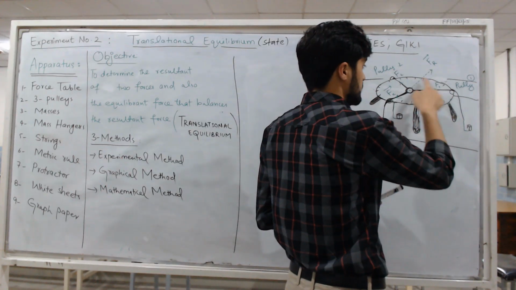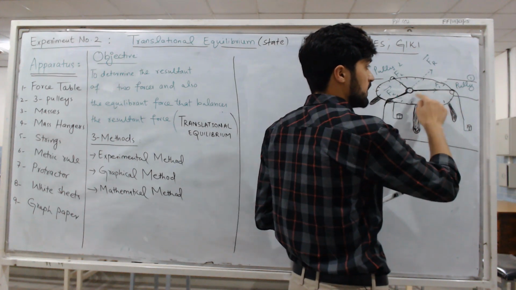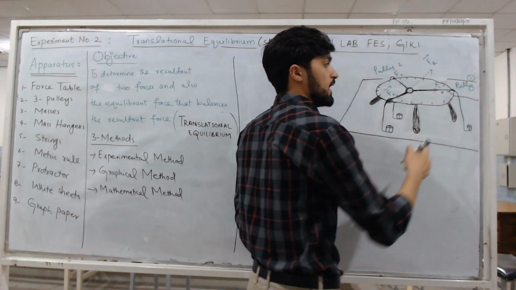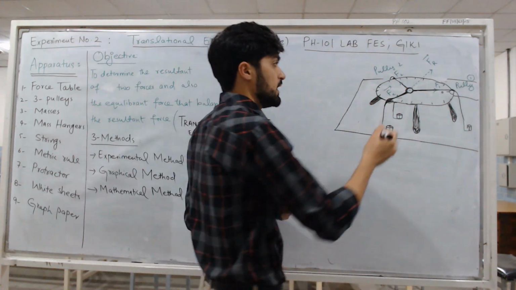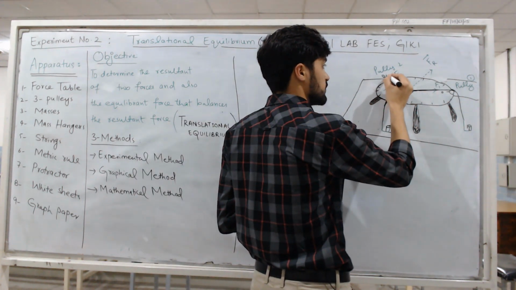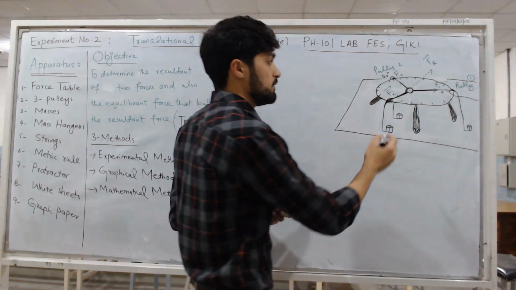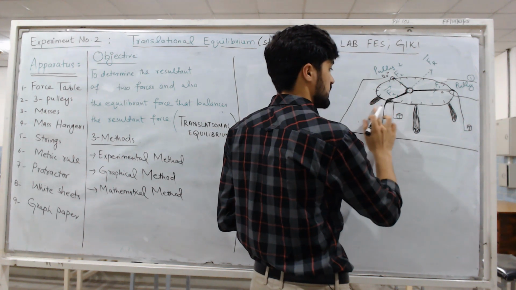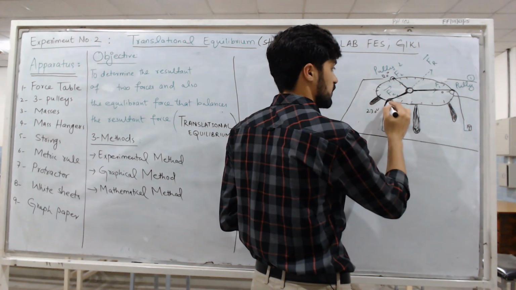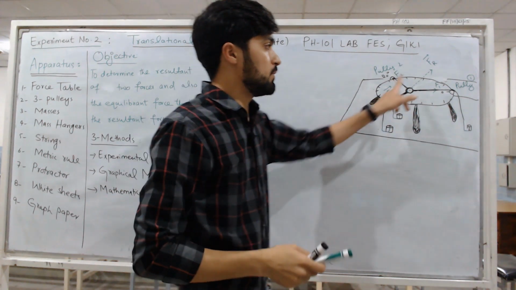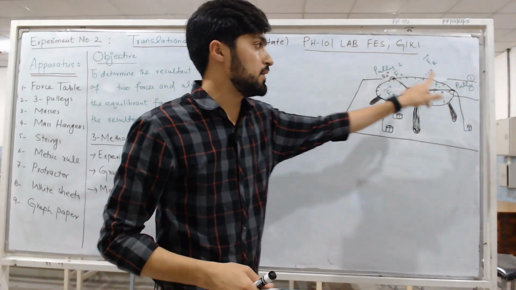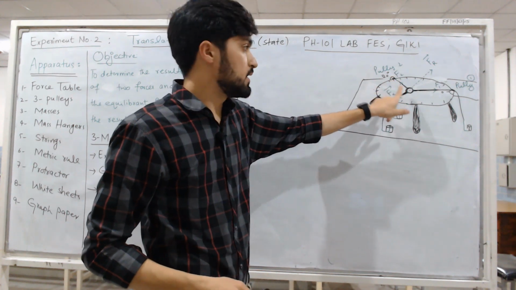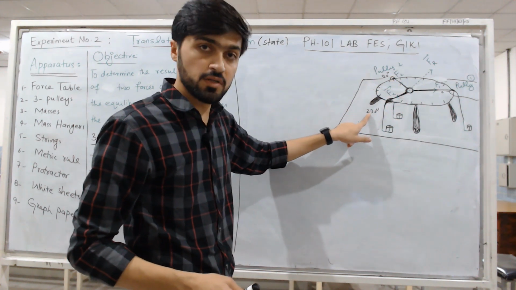Experimentally, if this is a degree scale, we can easily say, let F1 be at 0 degrees. So the angle of F1 is 0 degrees. Let's say F2 is at 120 degrees. Let's say the equilibrium force is at 230 degrees. From looking onto the table, we can easily say experimentally that F1 is at 0 degrees, F2 is acting at 120 degrees, and F equilibrium is acting at 230 degrees.